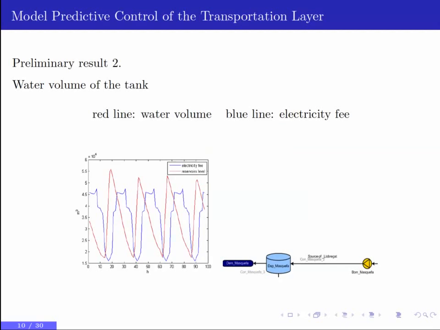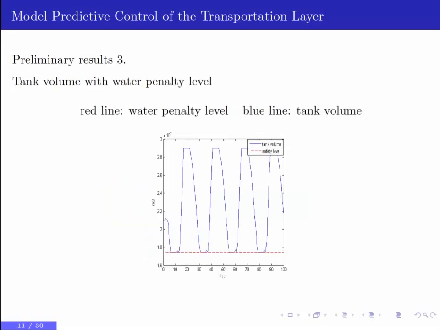The second plot shows the water volume of this tank compared with the electricity price of the connected pump. The red line is the water volume and the blue line is the electricity cost. It proves that the water volume in a tank increases when the pump is working at cheaper times and decreases when the connected demands are consuming water. In the third plot, where the red line is the water penalty level and the blue line is the tank volume, it confirms that the water volume of a tank is always above its penalty level because of emergency handling.